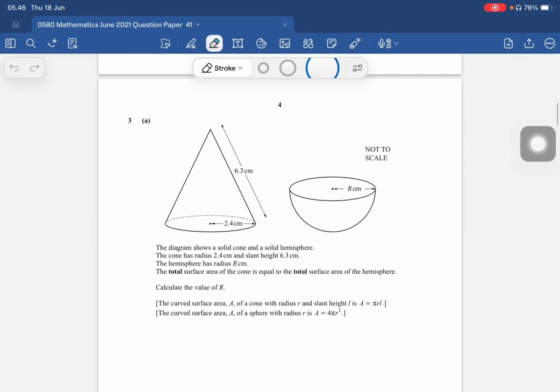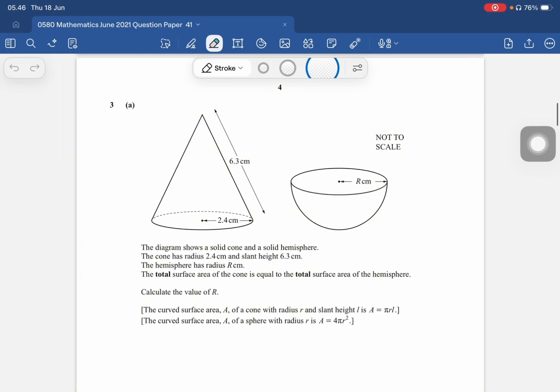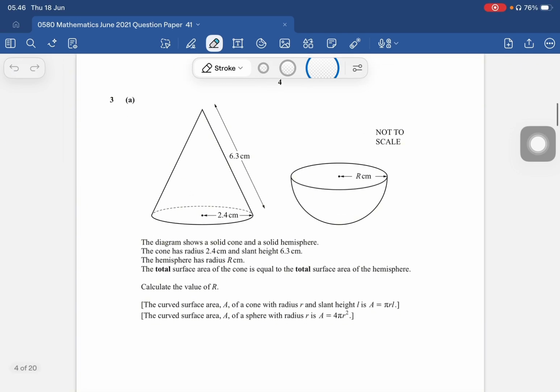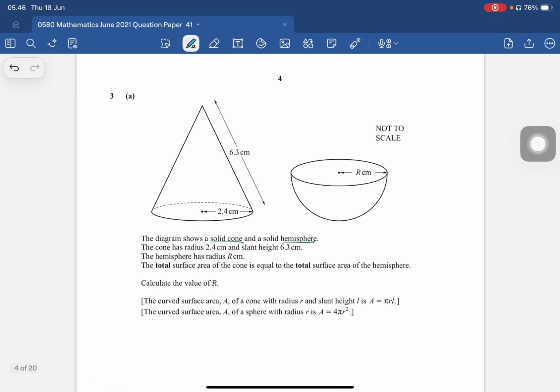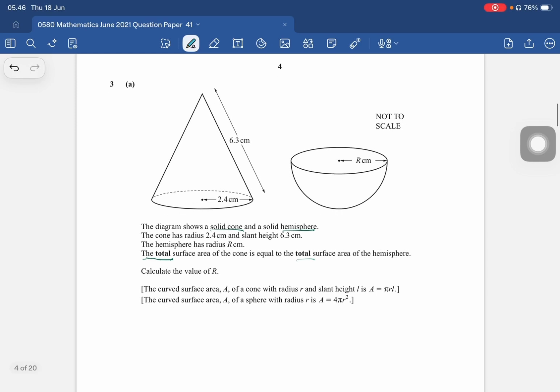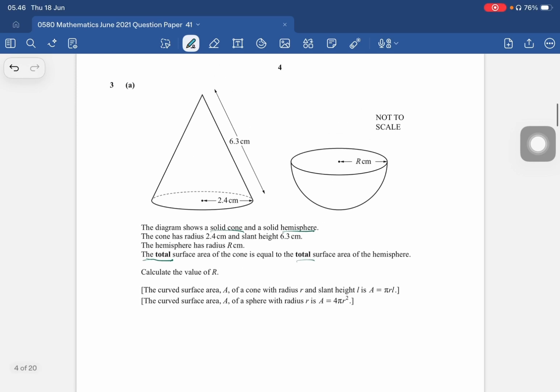Hi, in this video, I'm going to solve Past Paper 7 Extended for June series 2021. Take a look at the information. This is the solid cone and the hemisphere. This is the information, radius and then height. Here is the key: the total surface area of the cone is equal to the total surface area of the hemisphere. Okay, let us start.